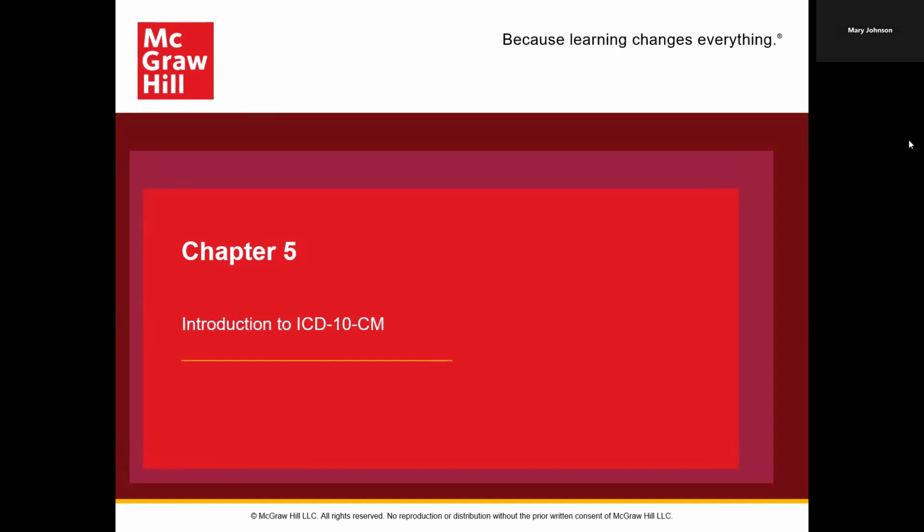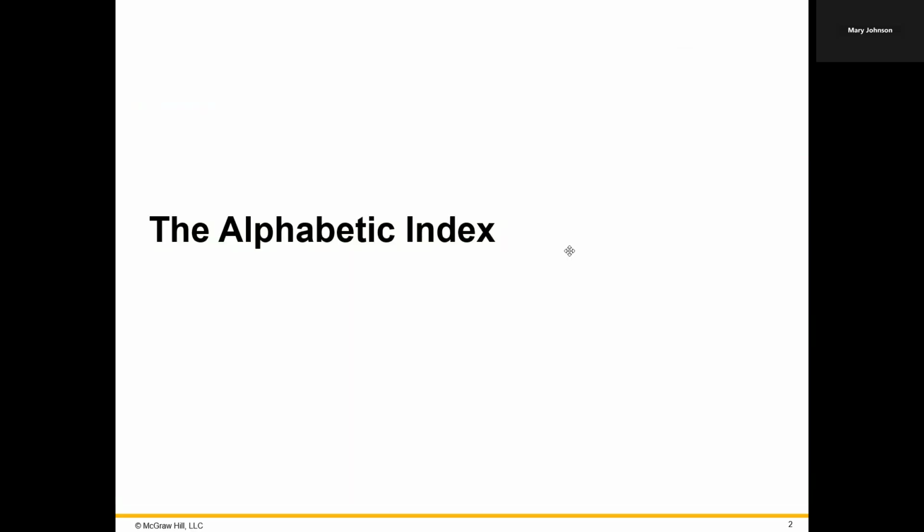This week we're going to cover chapters 5 and 6. Chapter 5 is the introduction to ICD-10-CM, which is our diagnostic code set, right? You learned that in week 1. Very good. So I want to cover a few basic points about your ICD-10-CM coding manual. So grab your ICD-10 coding manual and let's see if we can locate the alphabetic index and the tabular list.